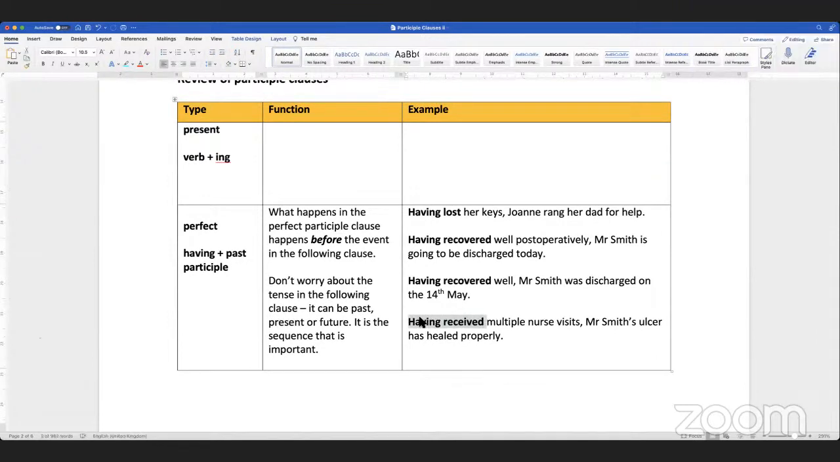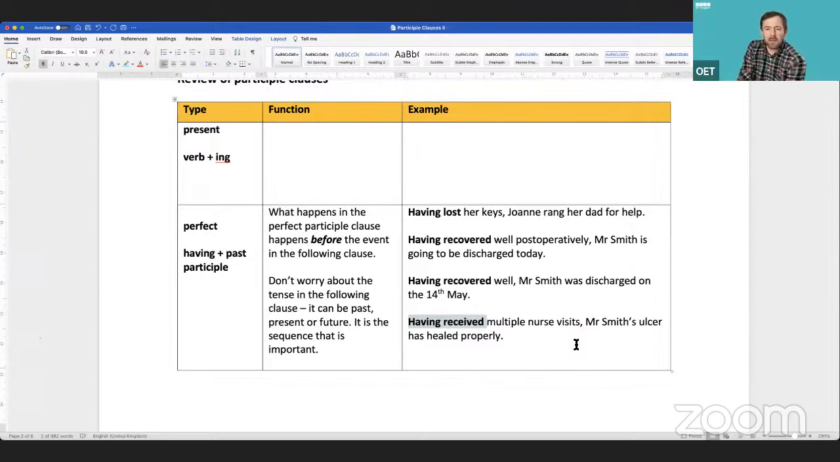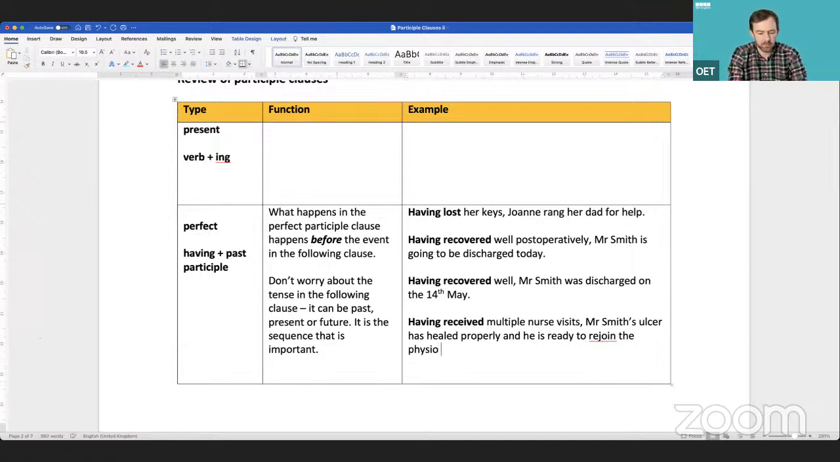Sir, so it means that it could be two events, like no more than two events, like just having received multiple nurse visits, one event, and then Mr. Smith here has healed properly. Could it be more than two events? Yeah, of course, it can be multiple events. So Mr. Smith also has healed properly, and he is ready to rejoin the, I don't know, the physio group. Yeah, you can put loads of things.